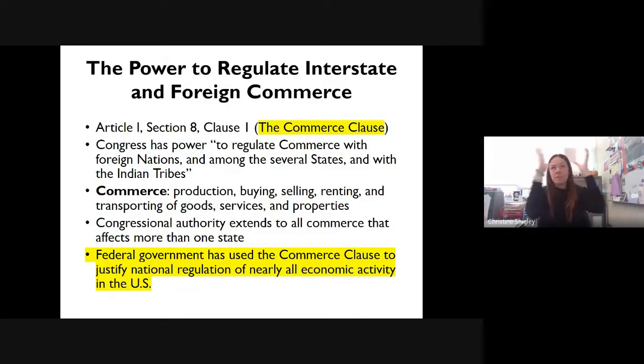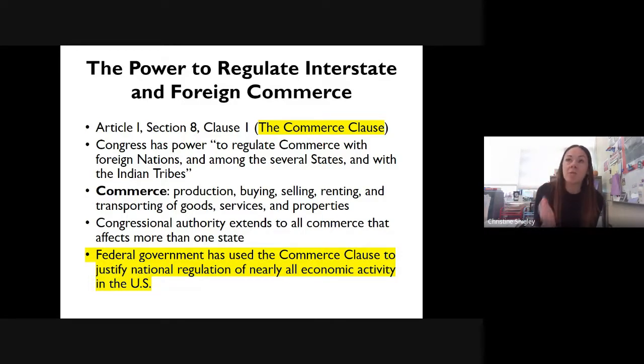Congressional authority extends to all commerce that affects more than one state. Nowadays, almost everything that you buy goes from one state to another. Okay, there's very few things. I mean, oh, I went to this farm to table restaurant. Wasn't that great? Okay, fine. But very few consumer goods don't travel across state lines. And so Congress and the federal government in general can use the Commerce Clause very effectively to justify regulating almost all economic activity in the U.S.